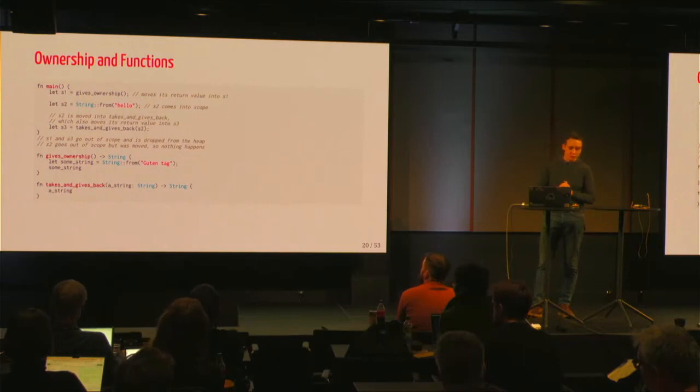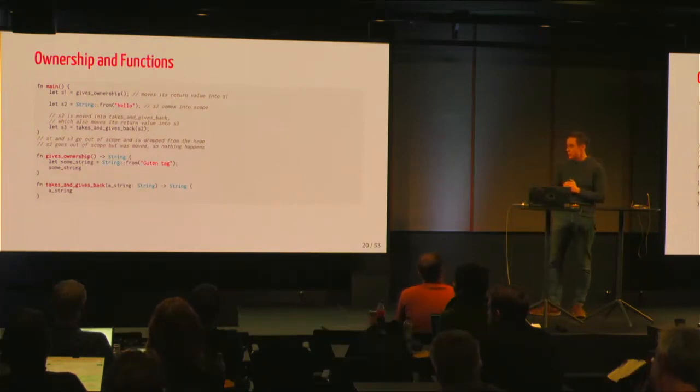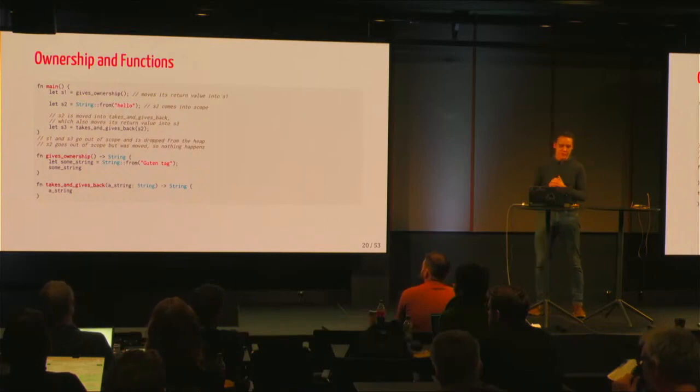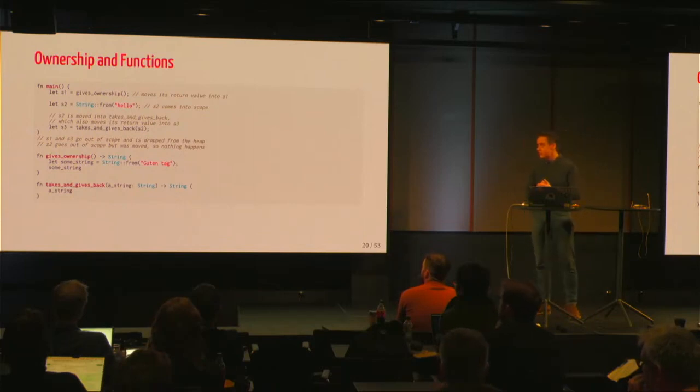Then we create the string hello, comes into scope, and S2 is the owner of hello. And then we call another function takes and gives back, and we give S2 as an input parameter there. And takes and gives back at the very bottom, it just returns the string. So what happens here is that the ownership of S2 is moved into takes and gives back, and the ownership is immediately returned into S3, which is capturing the return value of takes and gives back.